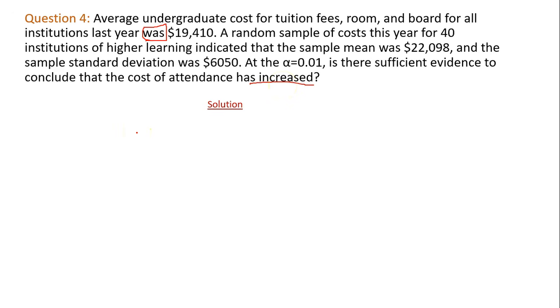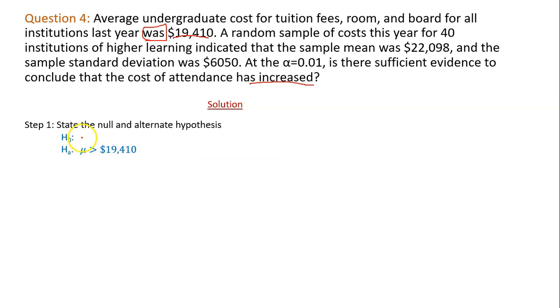Now, first, step 1, state the null and alternate hypothesis. So we write H naught, then we bring our colon. Then we also write H sub 1 or H sub A and then bring colon. Now, the statement says we want to check whether it has increased. Increase means greater than. So it's inequality. So we assign this to the alternate hypothesis. So we say mu is greater than 19,410, which was stated here.